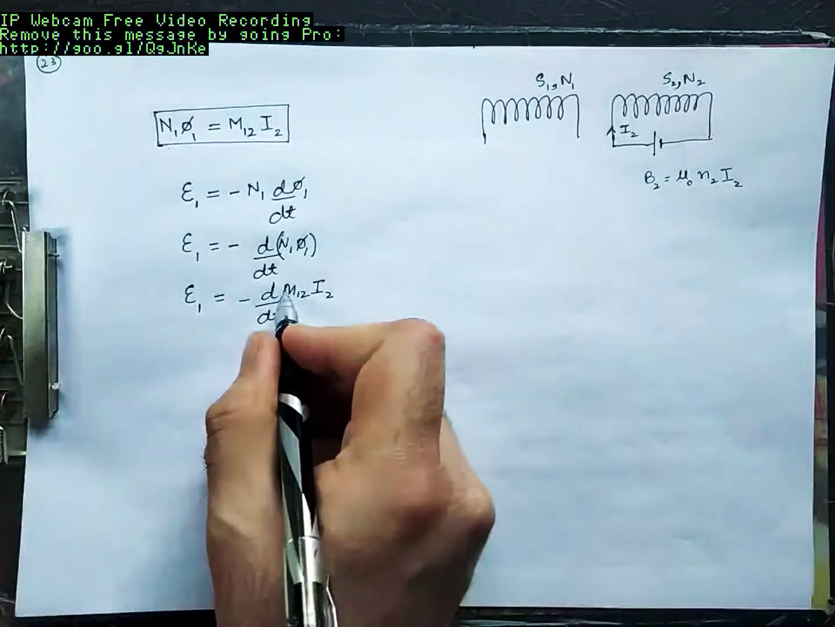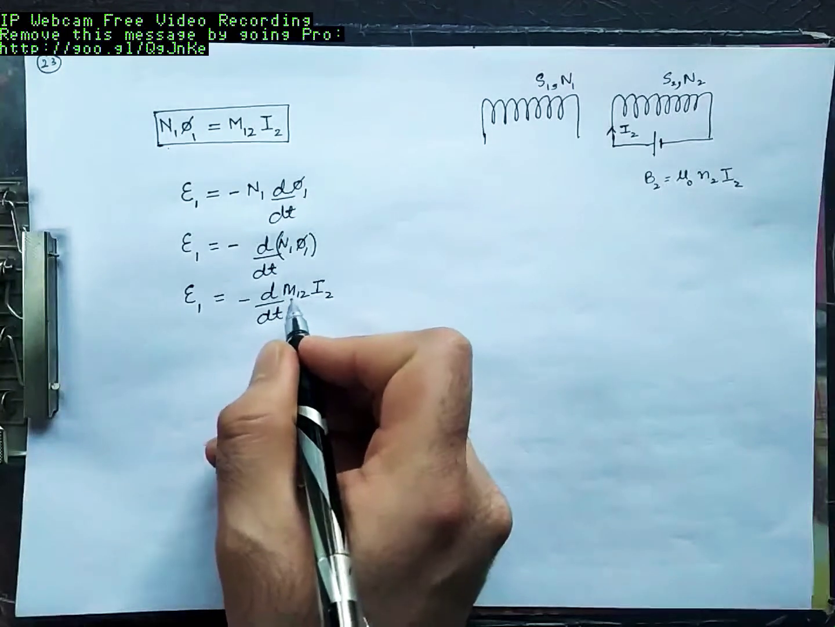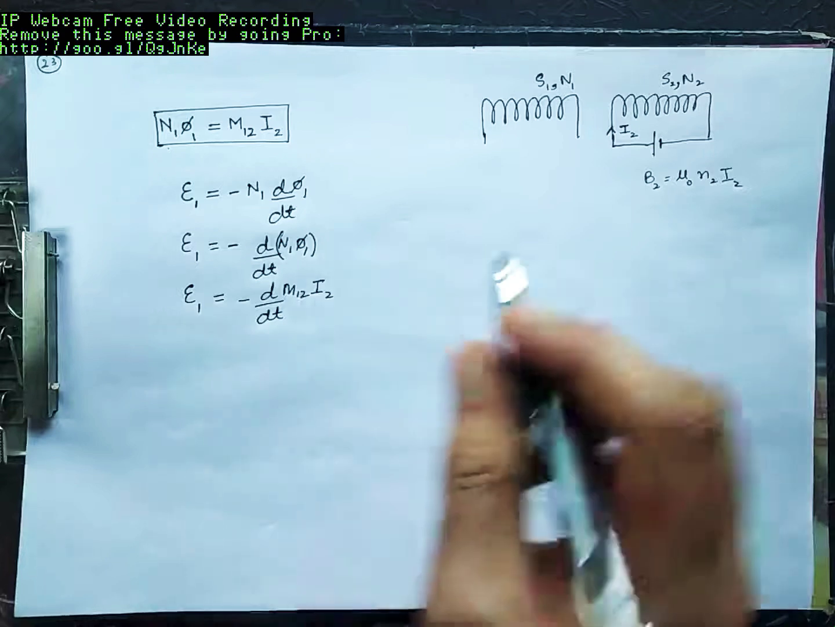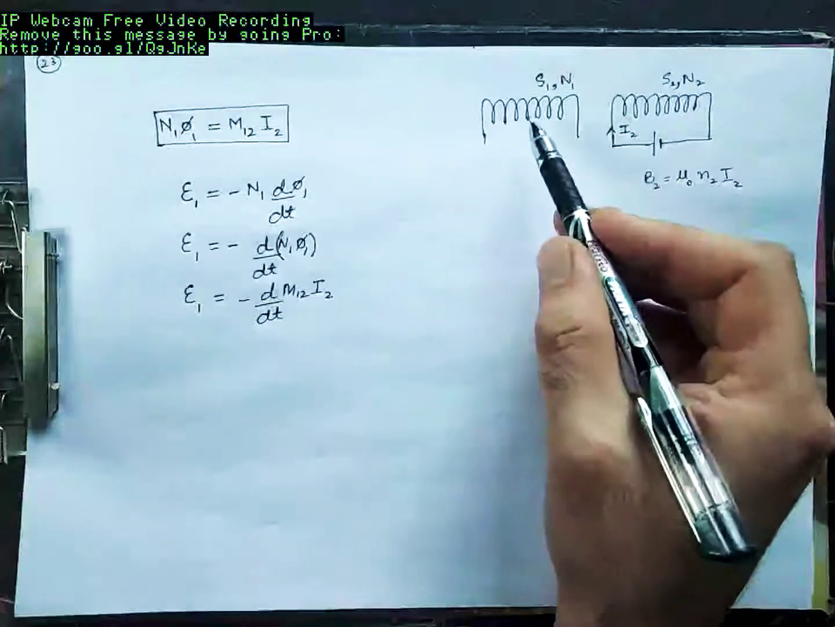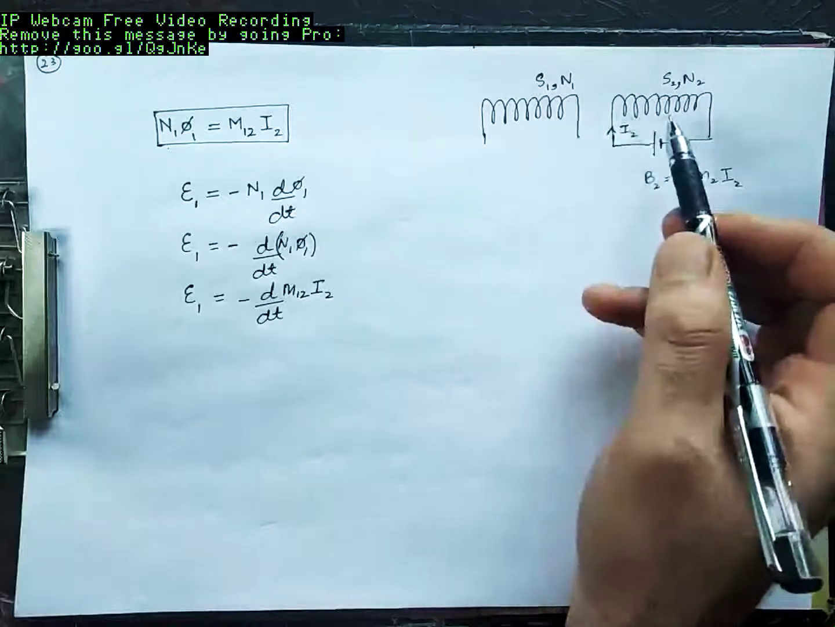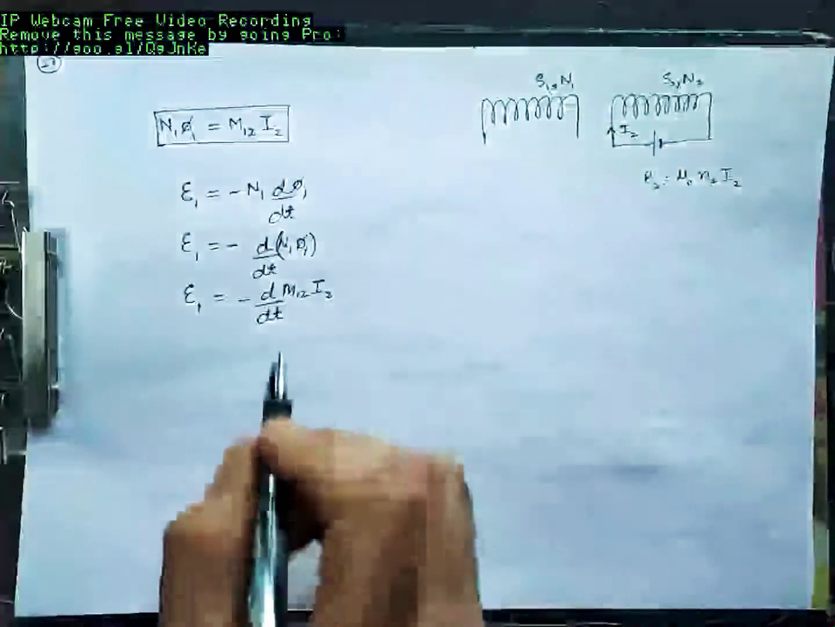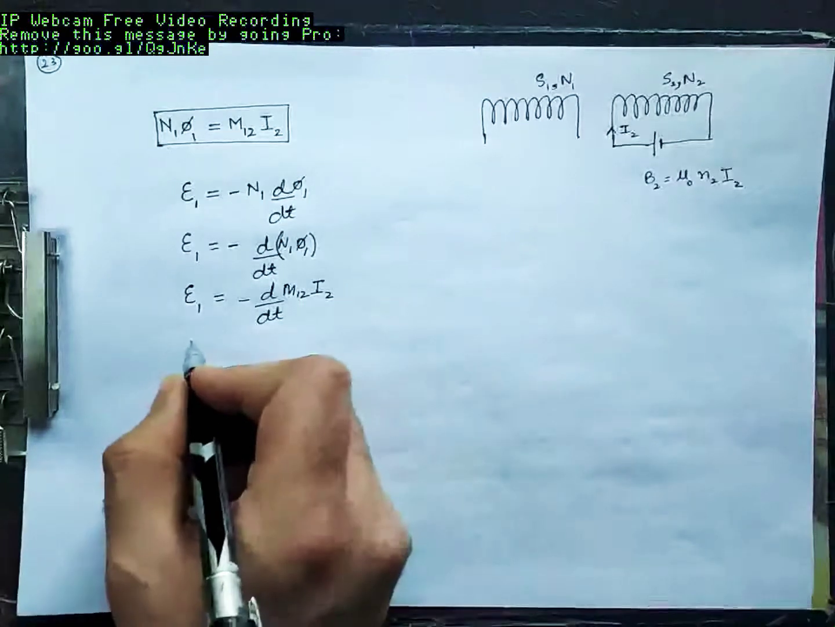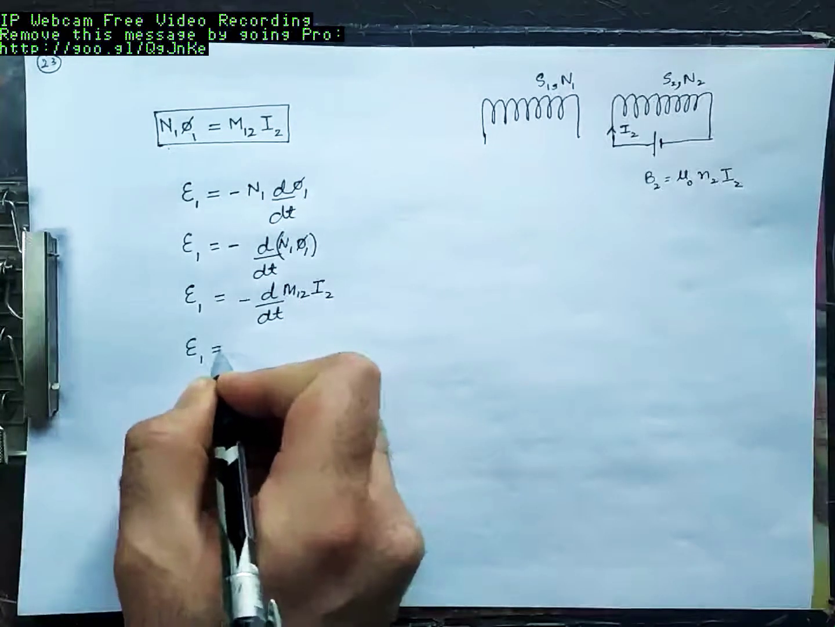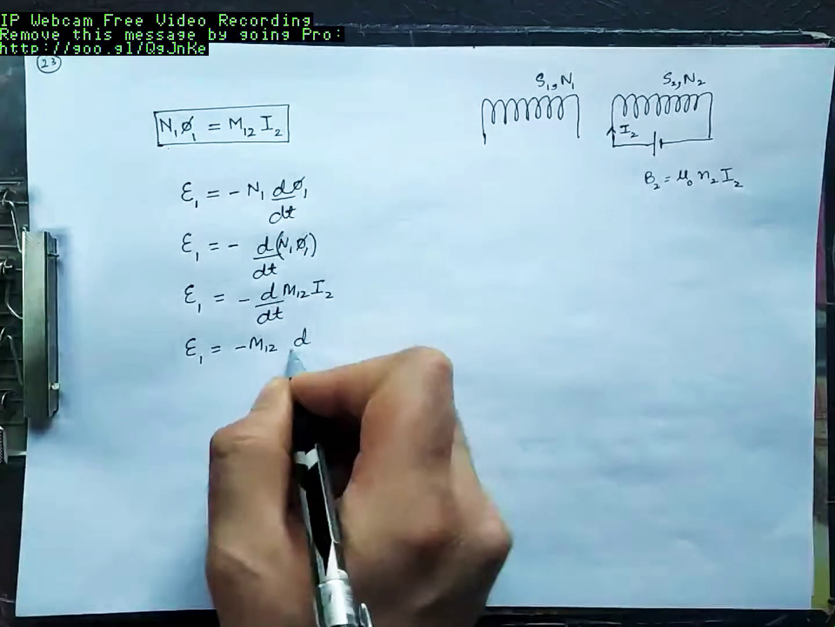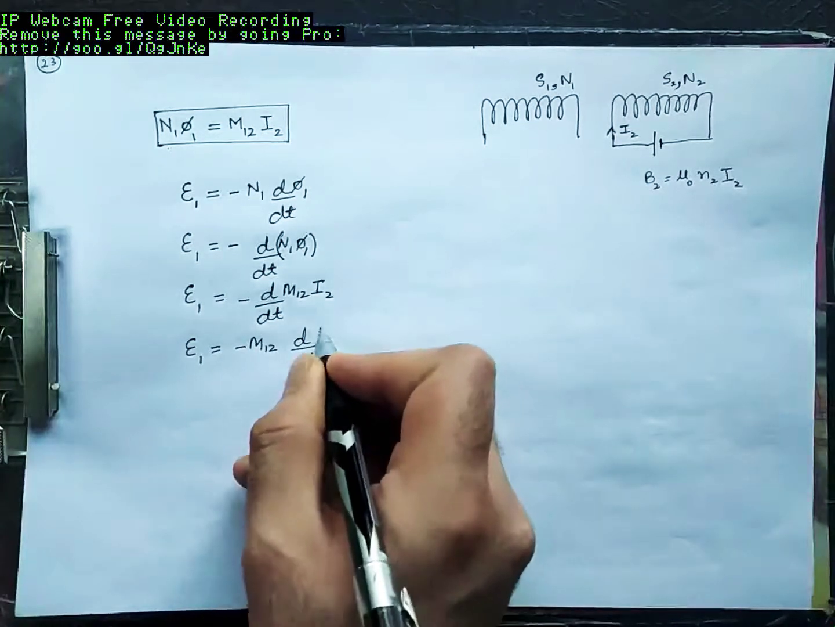We already discussed it yesterday. Mutual inductance of 1 with respect to 2 is a constant. It depends upon the geometric property, its length, its number of turns, its radius, and the orientation. Since these things are constant and not functions of time, I can take the mutual inductance out. So this becomes E1 equal to minus M12 d by dt of I2.